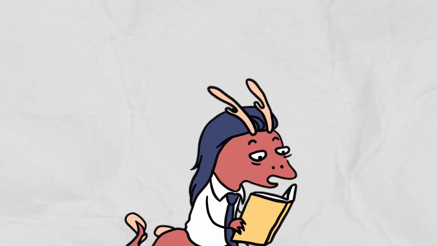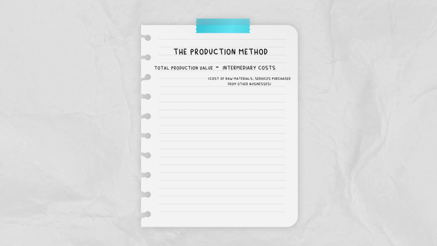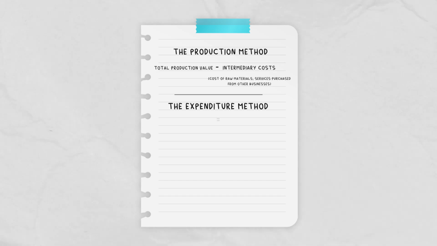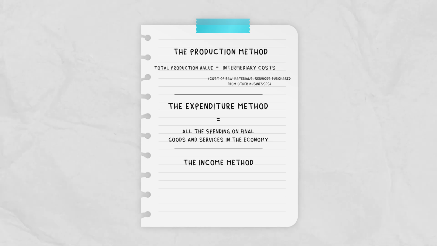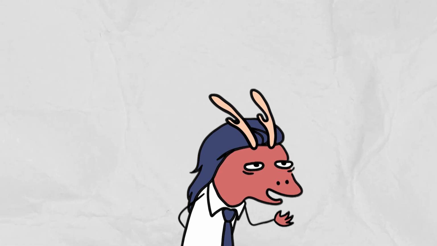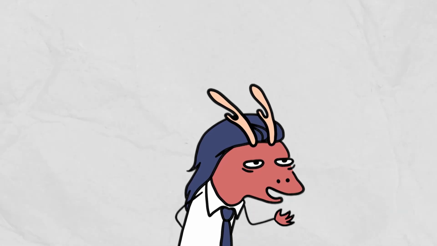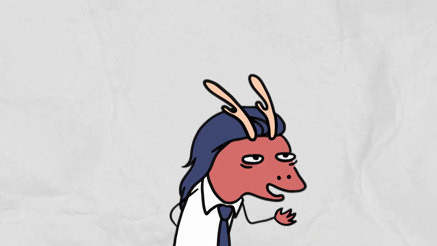There are several ways to calculate GDP. The production method. This is calculated by subtracting the intermediate costs, like raw materials and services bought from other businesses, from the total value of production. The expenditure method. This adds up all the spending on final goods and services in the economy. The income method. This calculates the total income from all production factors in the economy, including wages, profits, taxes, and rent. In summary, GDP is a crucial indicator that helps measure the size and strength of an economy, allowing us to assess the economic condition, compare between countries, and develop appropriate economic policies.